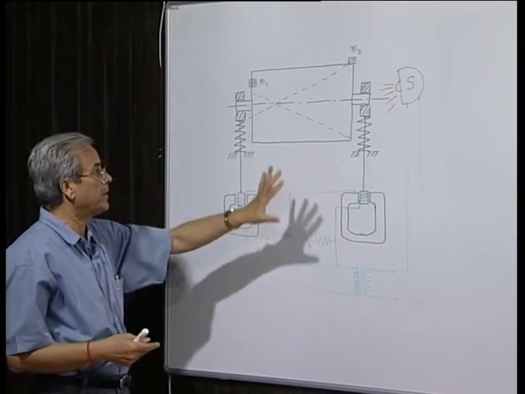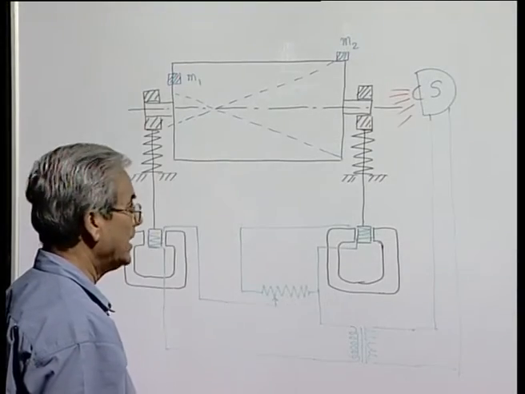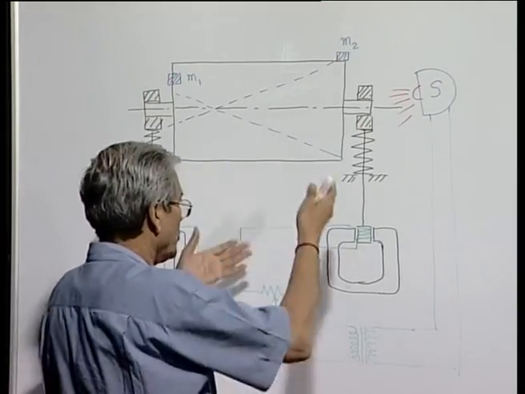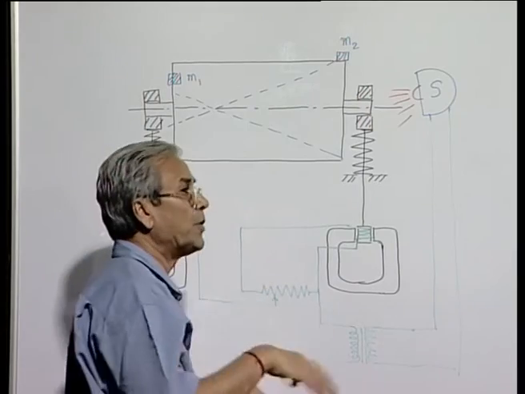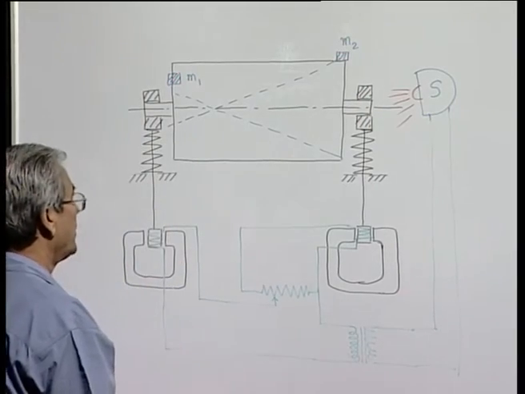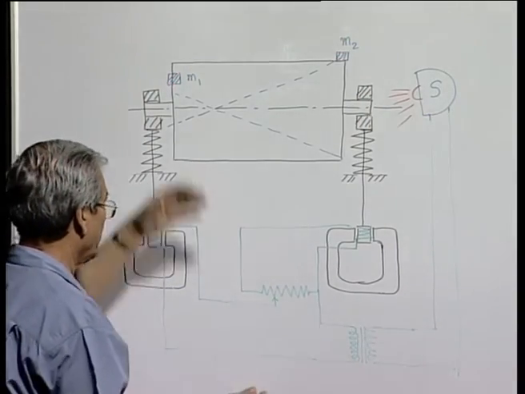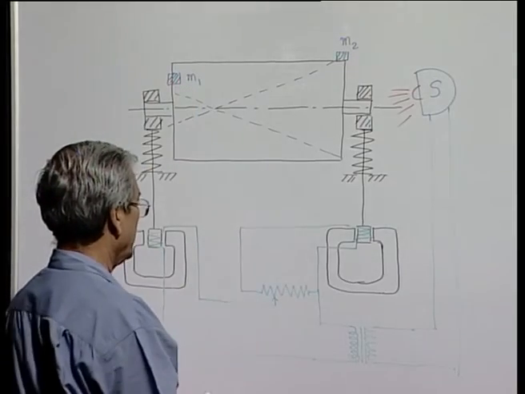Now, if the damping in the system is very little, then what will happen? The motion will be in phase with the disturbing force, if the forcing frequency is not above the natural frequency.